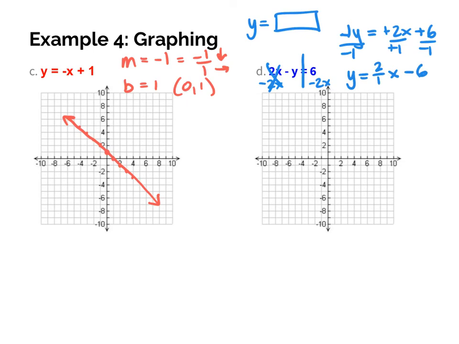Now again, I kept that as a positive 2 over 1 because that's my slope. That's my y-intercept. So hopefully if you're good at recognizing these now, it's going to start at negative 6, and then it's going to go up 2 over 1, and I can also do down 2 left 1 to continue that line. And shebang, shabop, we're all done.